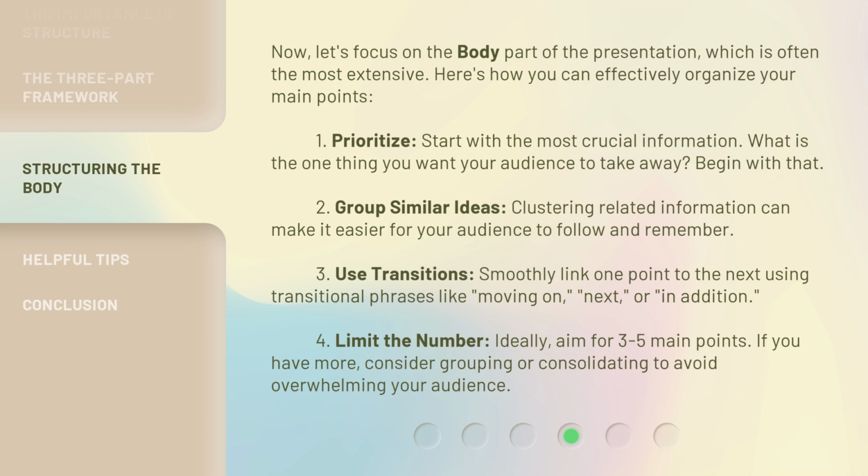2. Group similar ideas. Clustering related information can make it easier for your audience to follow and remember. 3. Use transitions. Smoothly link one point to the next using transitional phrases like moving on, next, or in addition. 4. Limit the number. Ideally, aim for 3 to 5 main points. If you have more, consider grouping or consolidating to avoid overwhelming your audience.